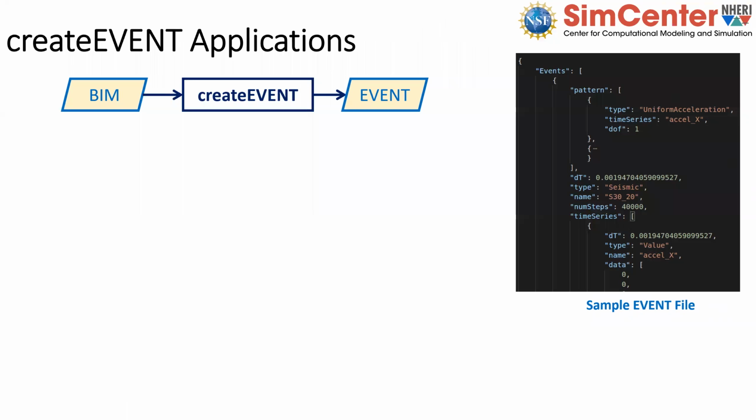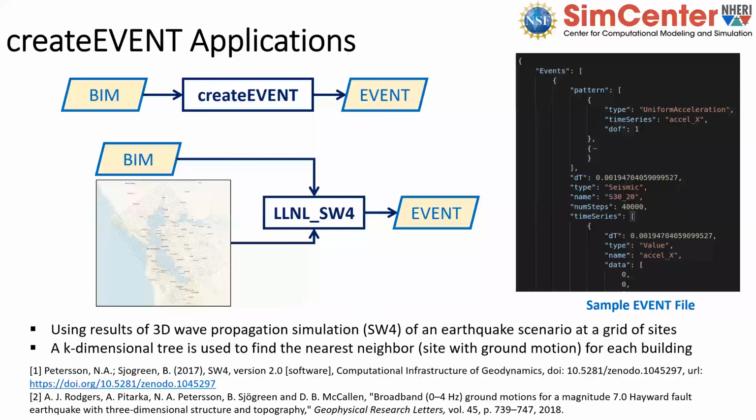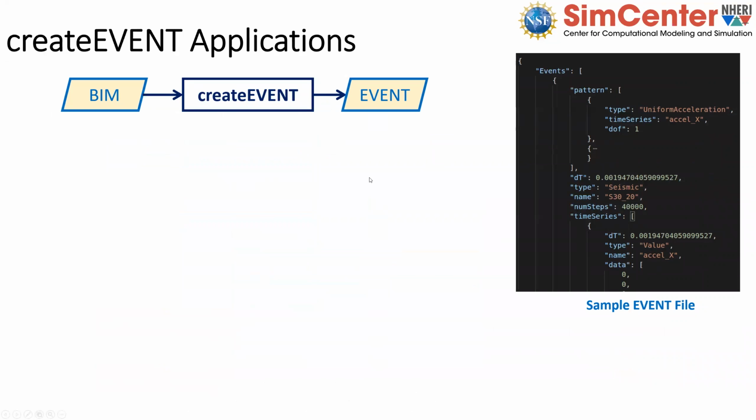The next application in the workflow is the create event application. Now that we have obtained the building information model, we would like to use a create event application to get the event input on the structure. And in this case, because we're talking about seismic hazard, the input on the structure is basically a uniform acceleration, the ground motion basically. So we need things like the number of steps in the record and the time series and the time step and so on. And we need the ground acceleration in different directions. So this is what this event file provides. This is just a sample of what type of information it might include.